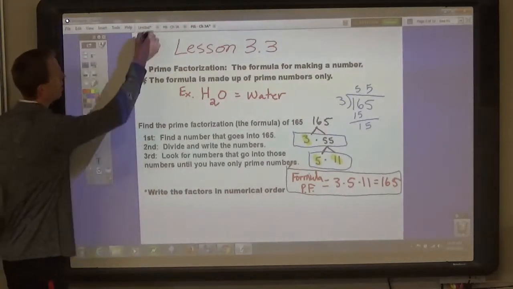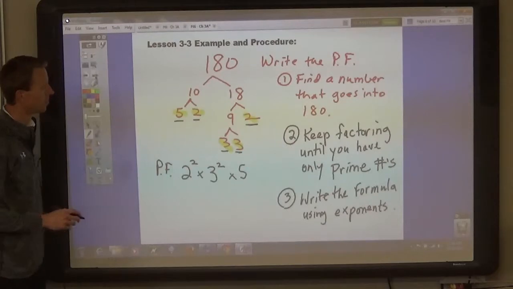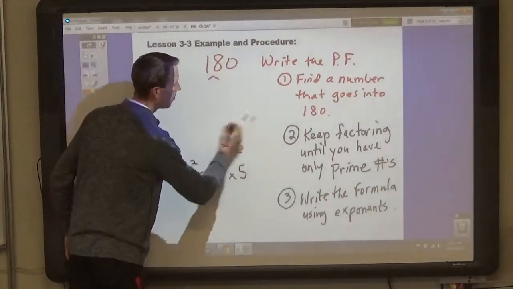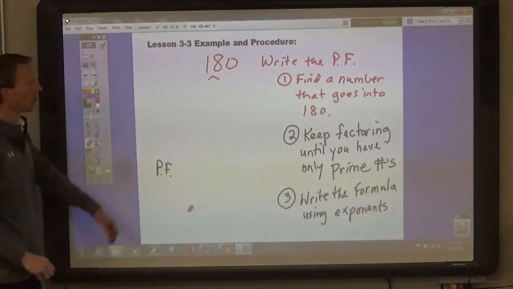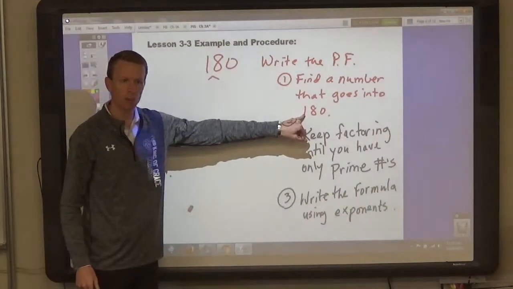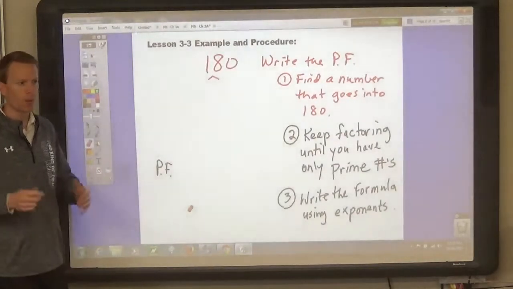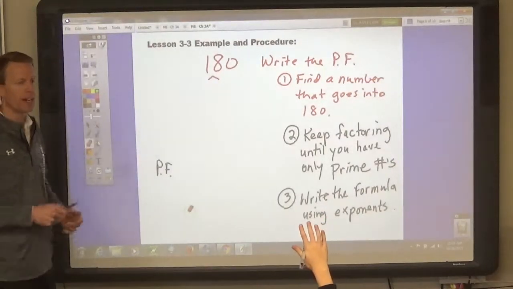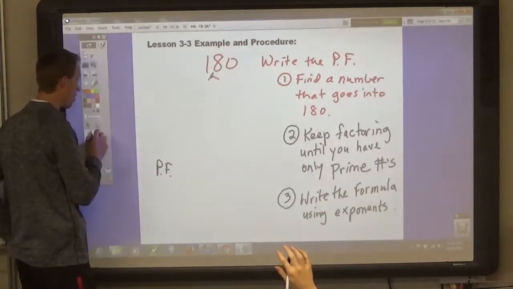We're going to do the next example. 180. Let me erase this and do this with you. So, first, we need to find a number that goes into 180. What would you like to start with? What numbers go into 180? 9 and 2. So we need one of those.